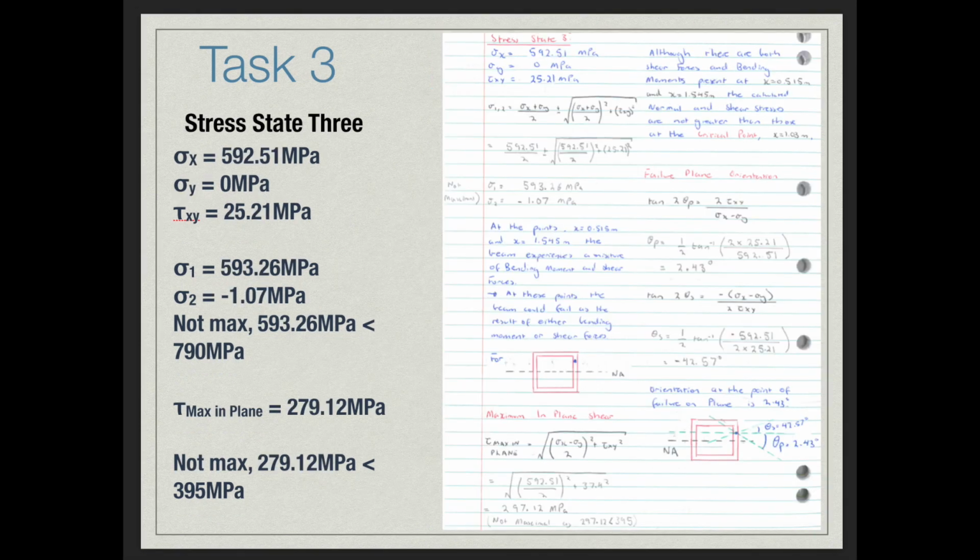Finally, in stress state 3, the angles for the failure plane for tension and compression, theta P, equals 2.43 degrees, and the failure plane of shear stress, theta S, equals negative 42.57 degrees, which differ. This is the result of there being a combination of shear and normal stresses at this location in the beam.